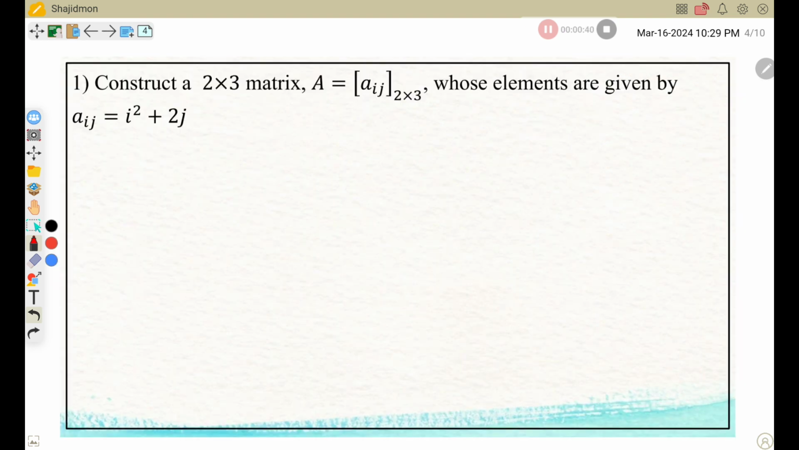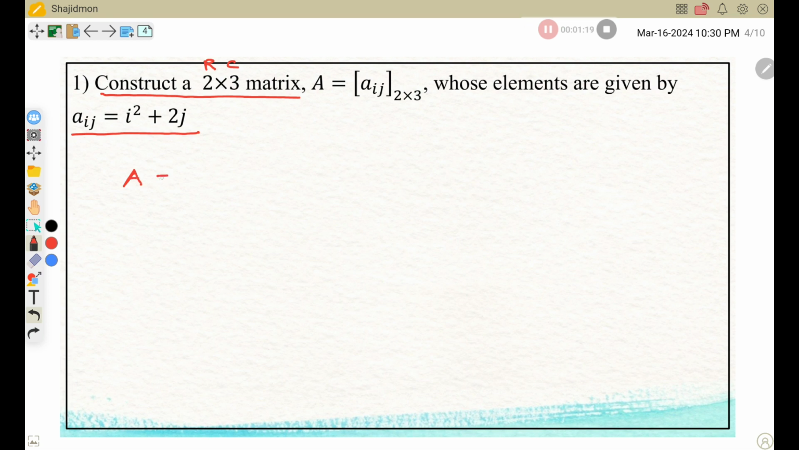So the first question: construct a 2 by 3 matrix, capital A equal to Aij, 2 by 3, whose elements are given by Aij equal to i square plus 2j. So here we need to construct a 2 by 3 order matrix, which means we have 2 rows and 3 columns. We need to construct the matrix by using this rule, Aij equal to i square plus 2j. So let's start the question.